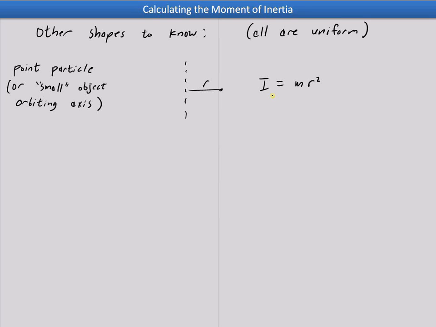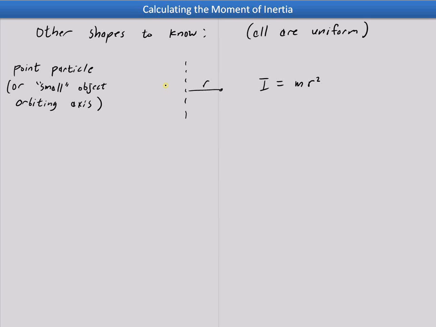So this might seem kind of silly, but if you think about the moment of inertia of Earth orbiting the Sun, imagine the Sun sitting here. The moment of inertia of Earth orbiting the Sun is equal to Earth's mass times the radius of Earth's orbit squared. Even though the Earth is a really big thing, it's a really tiny thing compared to the size of its own orbit. Compared to the size of the solar system, Earth is just a little speck.